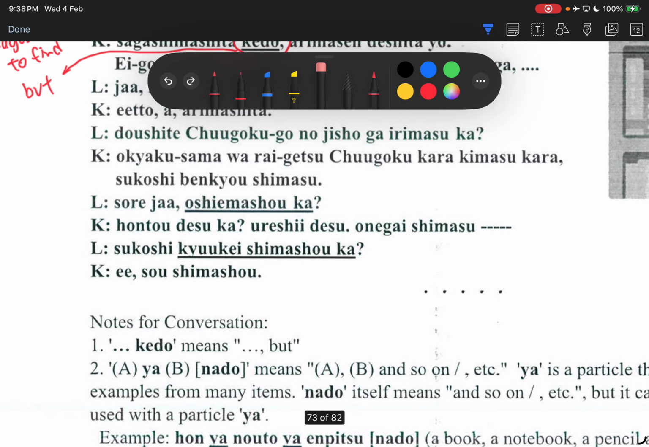Then L says, それじゃあ. それ means if that is so, right? If that is so. それ means that. That so. So that so. Or that is so. 教えましょうか?